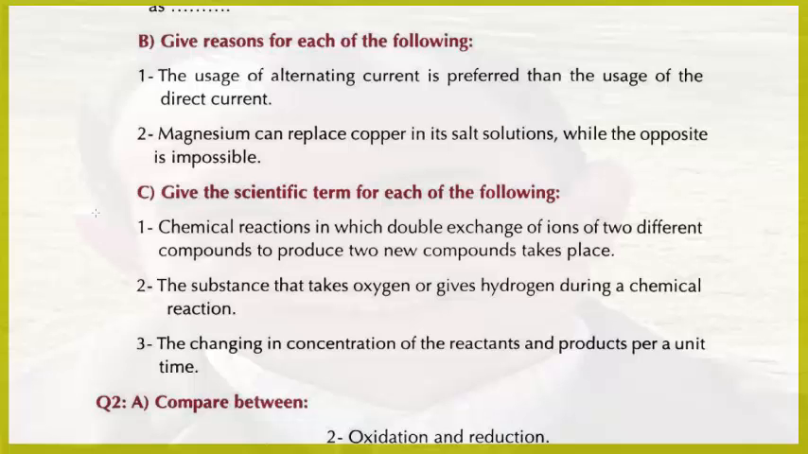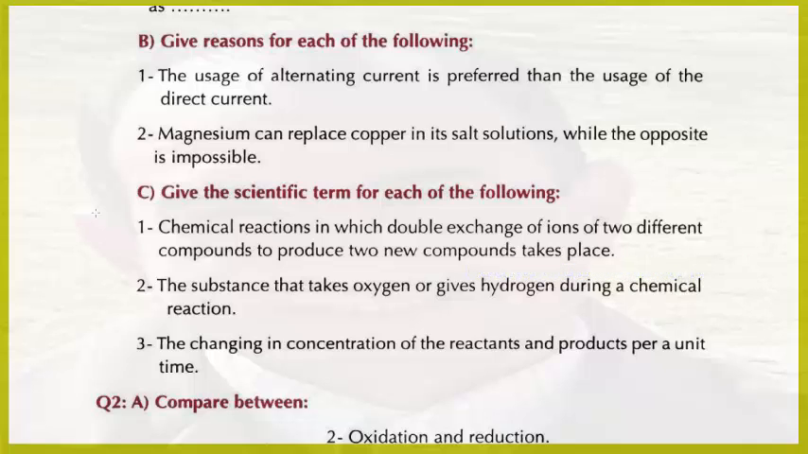Give the scientific term for each of the following. Number 1. Chemical reaction in which double exchange of ions of two different compounds to produce two new compounds takes place. The answer: double substitution reaction.